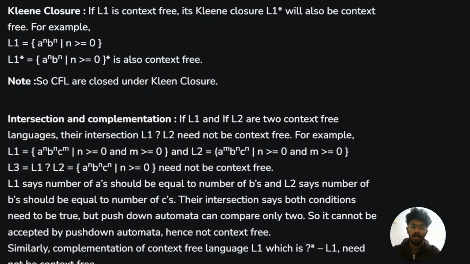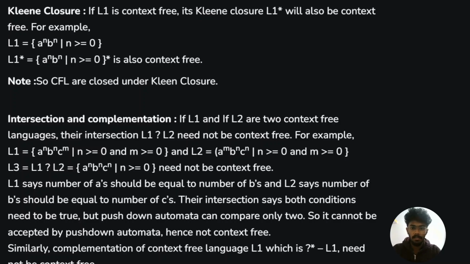Kleene closure. If L1 is context-free, its Kleene closure L1* will also be context-free. For example, L1 = a^n b^n, where n is greater than or equal to 0. L1* = (a^n b^n)*, where n is greater than or equal to 0, is also context-free.